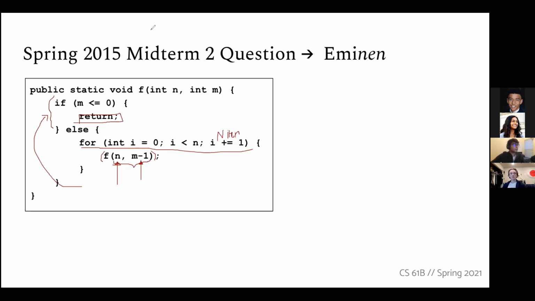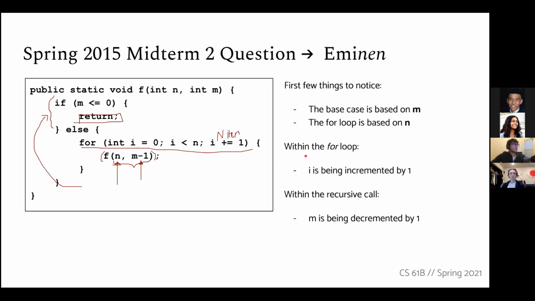So putting those notes together, I think I should have them written out. We can see the base case is based on M. So the recursion in a sense is very much based on M, but the iteration is based on N. Within the for loop, I is being incremented by 1. Again, always pay attention to the incrementation. It's going up till N. And within the recursive call, M is being decremented by 1. So hopefully that's clear so far. Any questions about that?